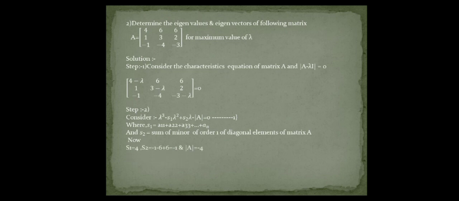By finding s1 equal to 4, s2 equal to minus 1 and determinant of A equal to minus 4, putting all these values in equation 1, we get the equation lambda cube minus 4 lambda square minus lambda plus 4 equal to 0. By solving the above equation, we get eigenvalues lambda 1 equal to minus 1, lambda 2 equal to 1, lambda 3 equal to 4, in which the maximum value of lambda is lambda 3 equal to 4.